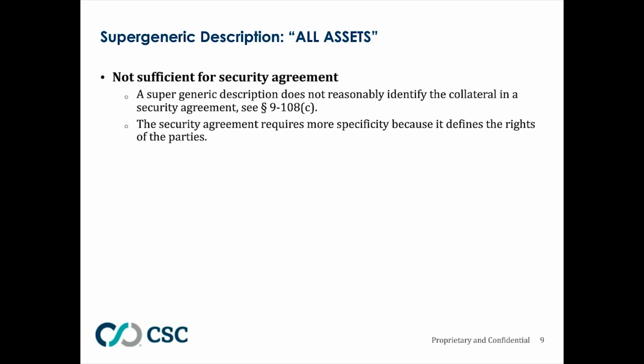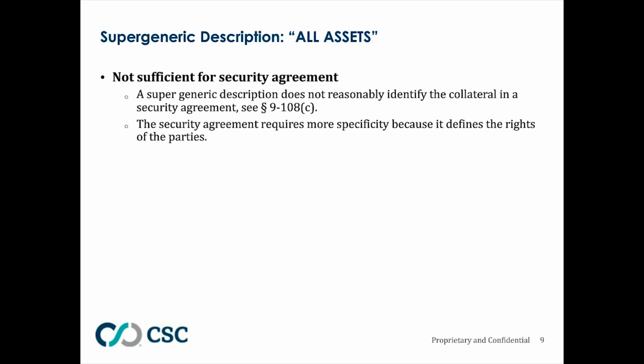Now, the security agreement is the contract that creates the security interest, and it's not part of the public record. But because it's what creates the security interest and defines the rights of the parties, under Article 9, a supergeneric description does not sufficiently describe the collateral for purposes of the security agreement. However, when we're talking about the filing process, we're not talking about security agreements. We're talking about financing statements.